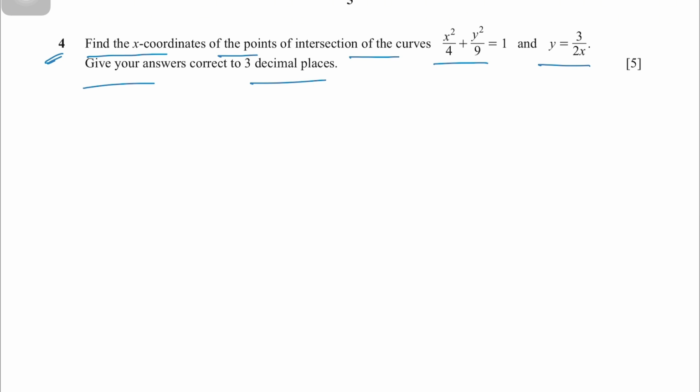So let's just first take the LCM. This would be 36. This would be multiplied by 9, and this would be multiplied by 4. So we get our equation as 9x squared plus 4y squared over 36 equals 1, and our second equation is y equals 3 upon 2x.